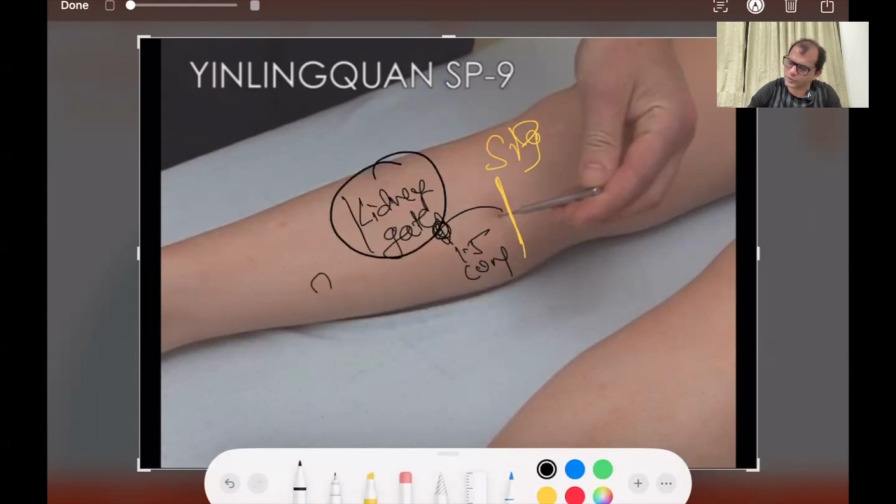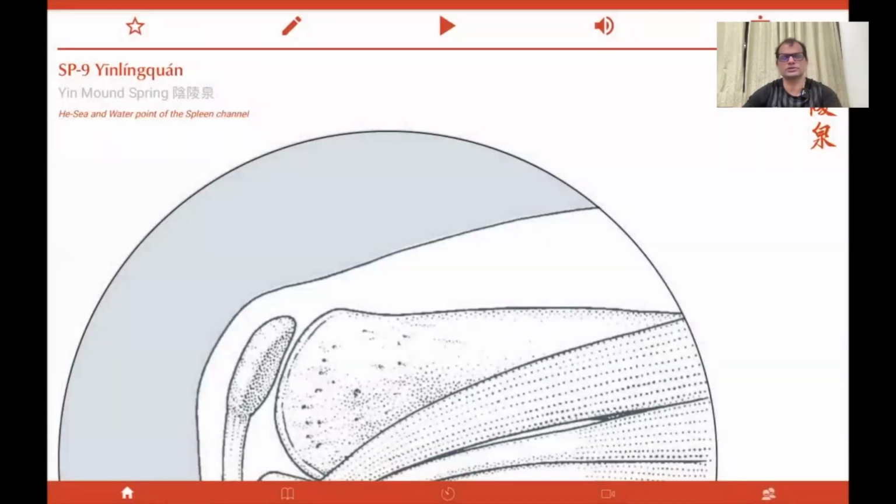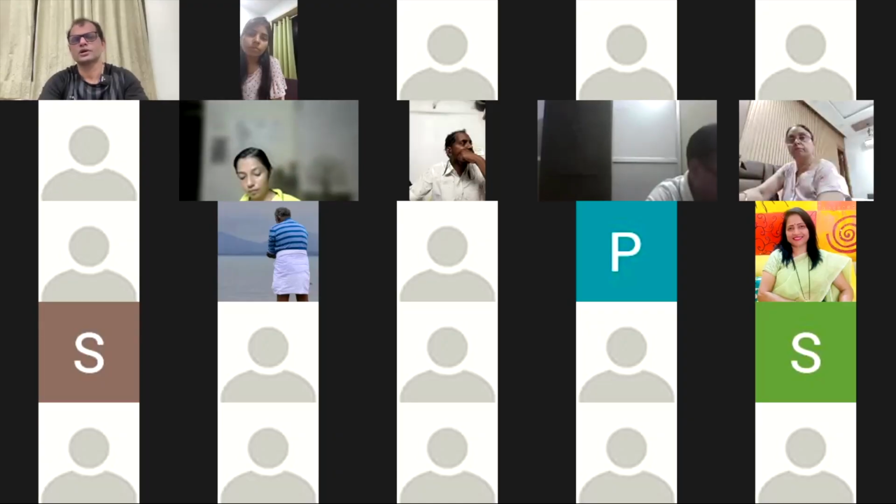The other name of this point is Shengguan. So from spleen 9, 1.5 tune down, this is the point. The name of this point is Shengguan. If a person is having soreness in the lower back, put the Shengguan bilateral.